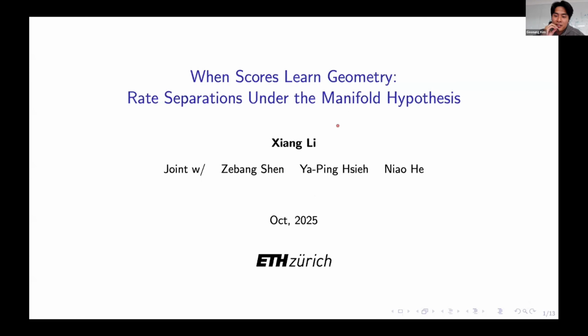The next speaker is Xiang Li, a PhD candidate at ETH Zurich. The topic is about diffusion theory. The title is "When Scalar Geometry Lays Separation under the Manifold Hypothesis," exploring the fundamental success of score-based models, and Xiang argues that these models implicitly learn the data manifold, not the distribution.